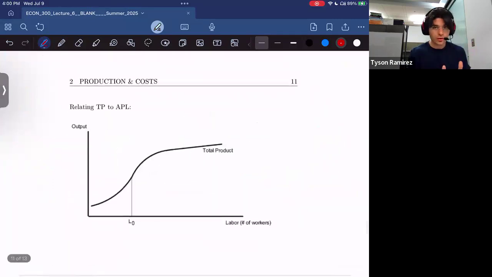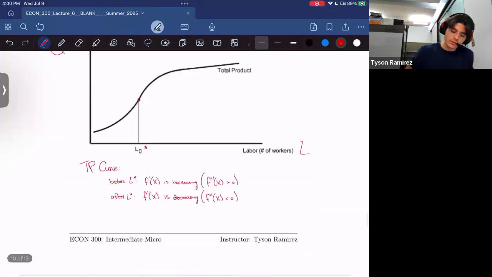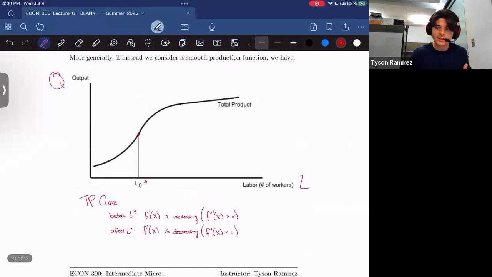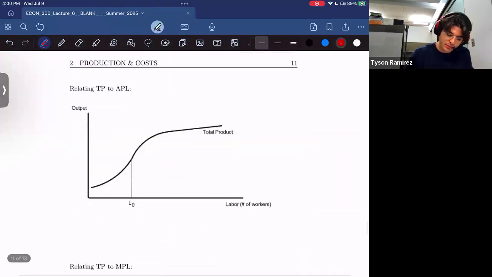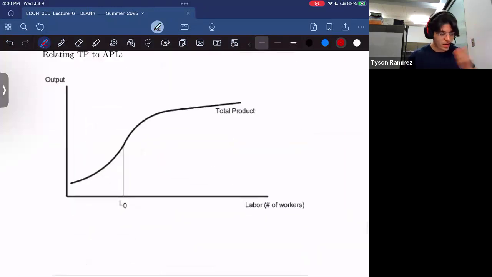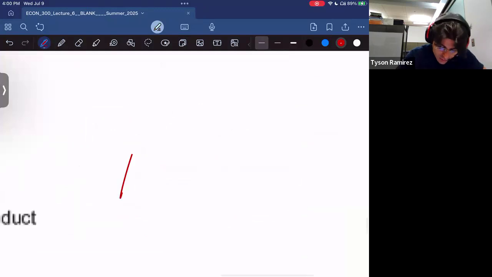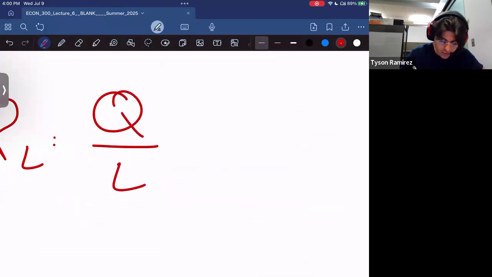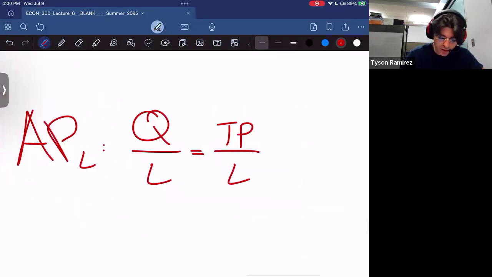How do we relate total productivity to our average product of labor, and how do we relate it to our marginal product of labor? Well, these are what I'm about to show you on the next page. It's the exact same graph. All right, for average product of labor, we remember that this is simply quantity divided by the number of labor, which is identically your total product divided by your units of labor.